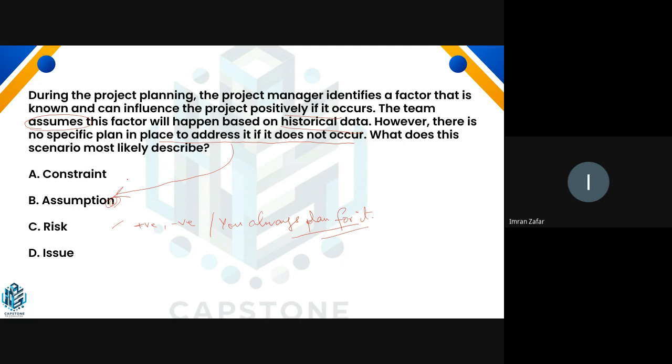Constraint is not the right answer here, because, anyone who can tell me why constraint is not the right answer, especially the ones who have given the right answer, like you have only one right answer, SM. Yes, it actually cannot be a constraint. It cannot be a constraint, risk or issue because it never happened currently.